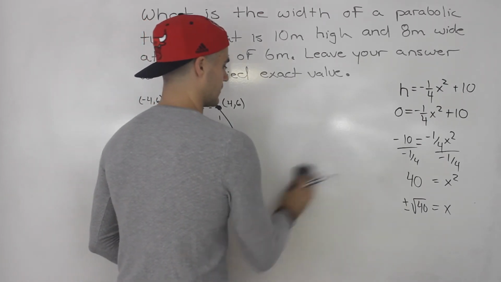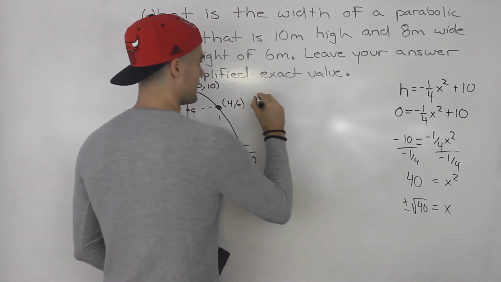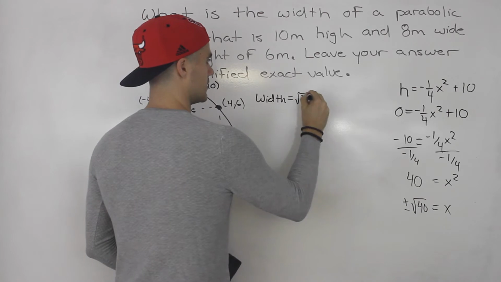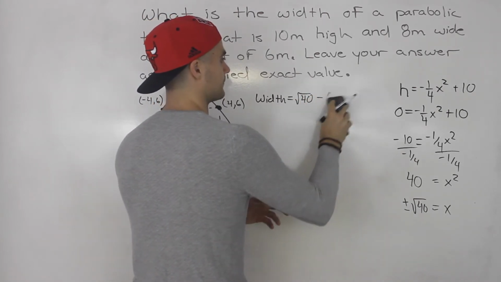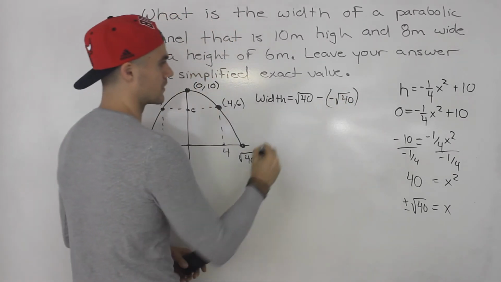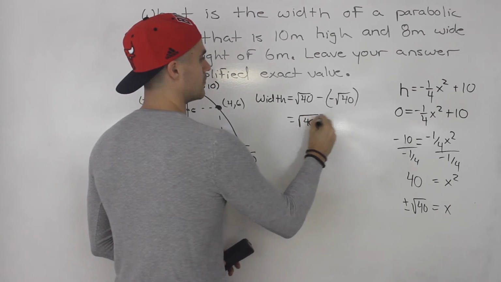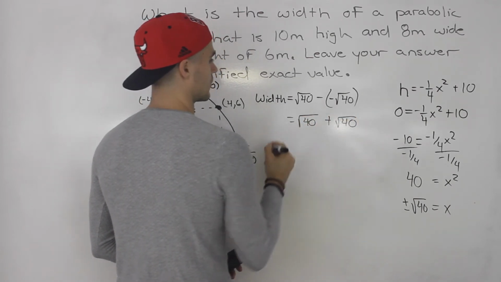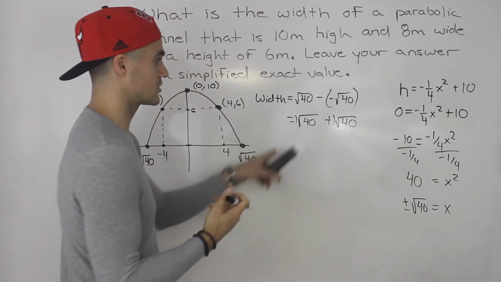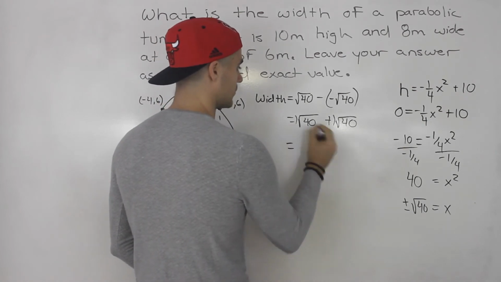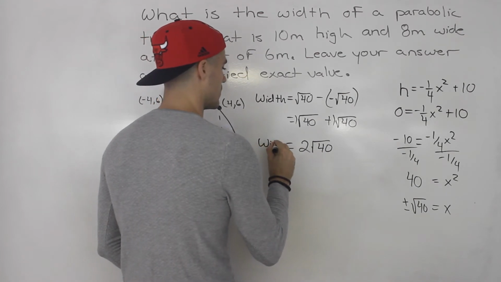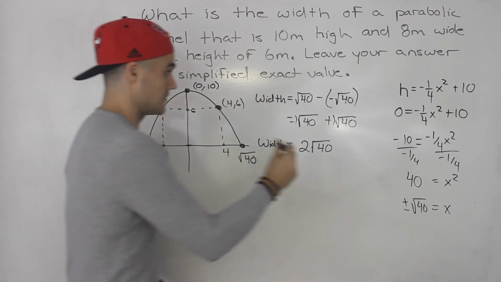So if we want to get the width here, it would be root 40 minus negative root 40, which would be root 40 plus root 40. And there's a 1 in front. Notice that these are the same radicals, so they are like terms, so we could add the coefficients in front. So 1 plus 1 is 2, so we'd have 2 root 40. That is the width. And this is in meters.